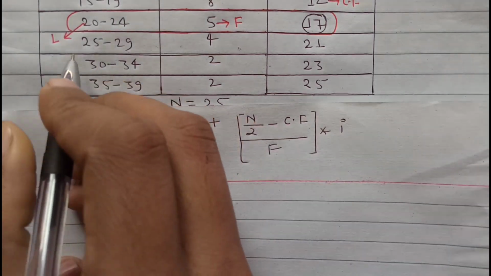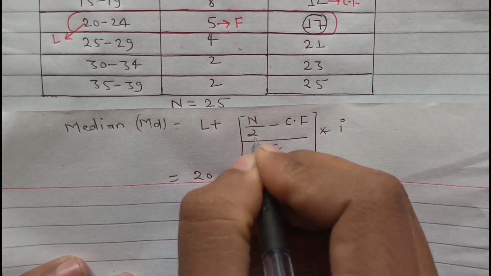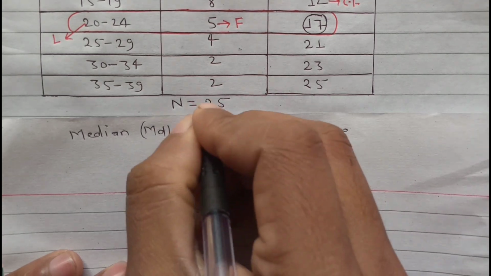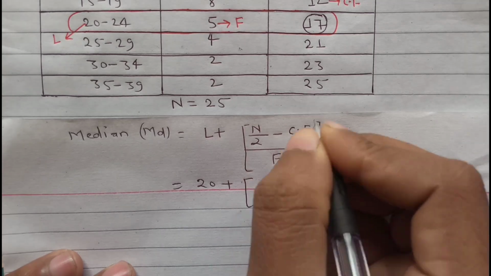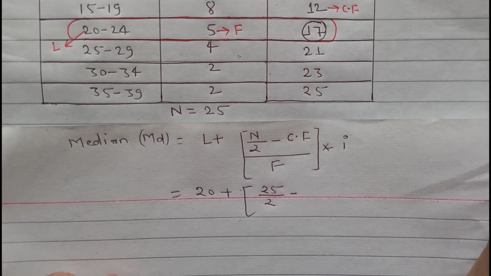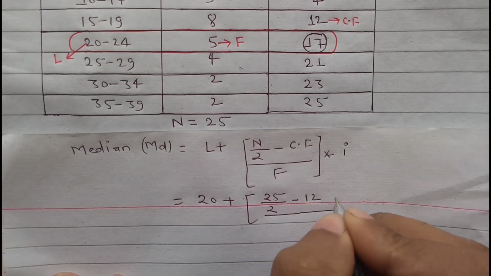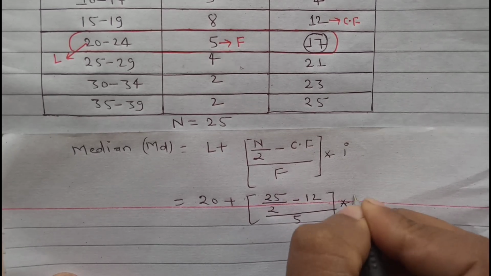So L is 20 here. So we have to write 20 plus N by 2. N is 25, divided by 2, minus CF. CF we have to take this one. Clear? 12, divided by F, which is 5, into I.